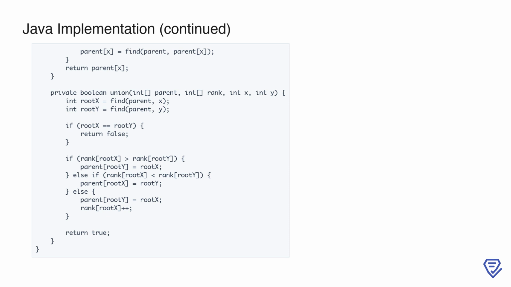The union method combines two sets by their roots. First, we find the roots of the nodes to be merged. If they are already in the same set, the union is not performed, and we return false. Otherwise, we merge the sets by rank to keep the tree as flat as possible. The root with the higher rank becomes the parent, and if the ranks are equal, we arbitrarily choose one root and increment its rank. This ensures that the structure remains efficient for future operations. The method returns true to indicate a successful merge. Together, these helper methods enable the union find algorithm to manage the connected components of the graph efficiently.